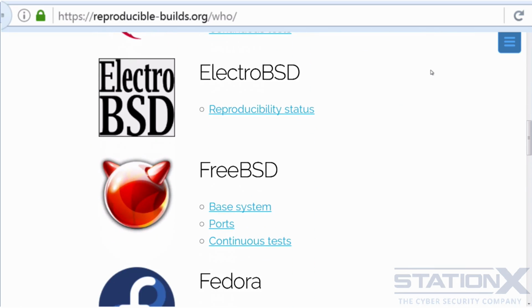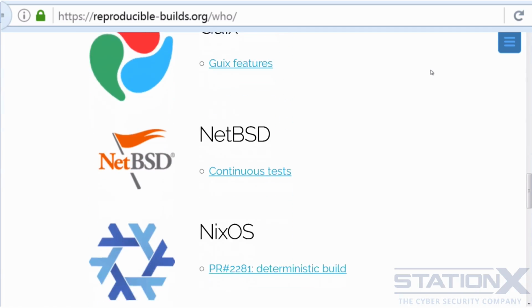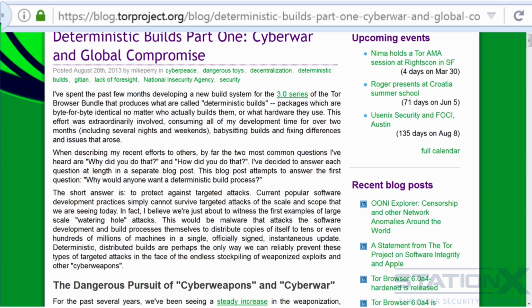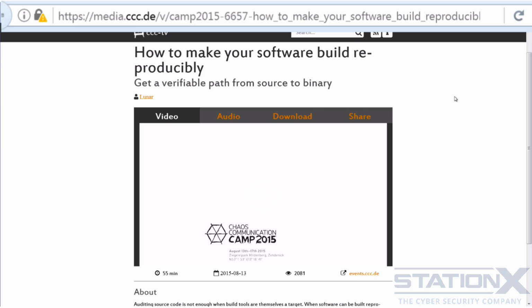And if you're interested more in the topic, maybe you're a developer, this is quite a good read by a gentleman called Mike Perry on deterministic builds in relation to Tor, but it's also a good read. And here there's a video on how to build your own software reproducibly.